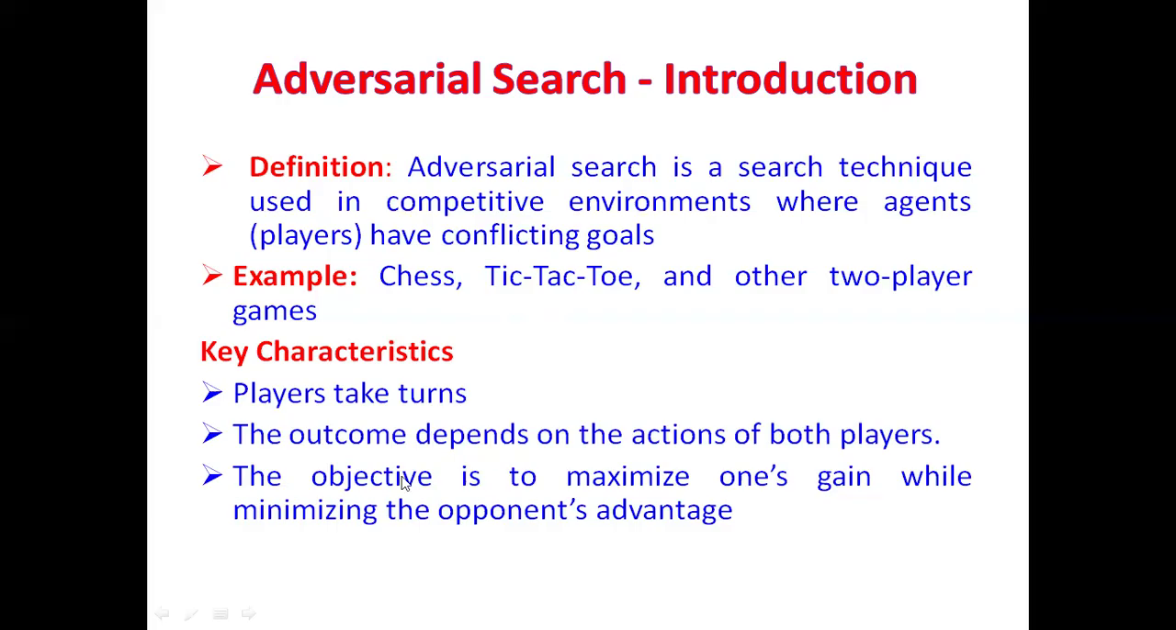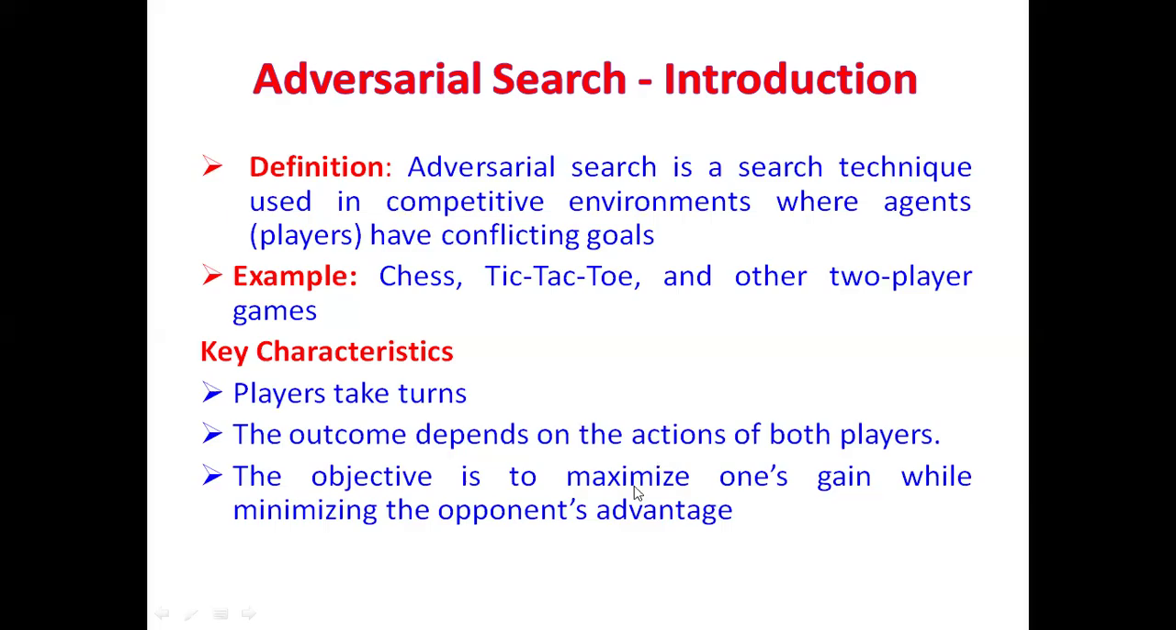One of the key characteristics of adversarial search is that players take turns. Each player must analyze the current game state carefully before making a move, as every action influences the opponent's choices and the overall game trajectory. The outcome of an adversarial game is determined by the actions of both players.